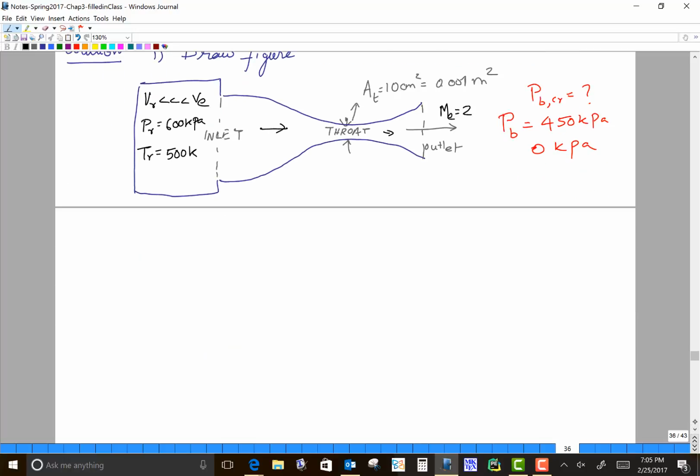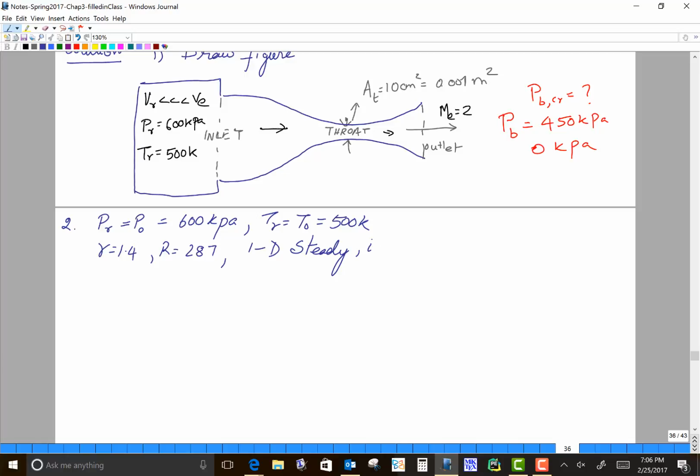So let us list out the basic assumptions in this question. So obviously the first thing is PR equals P naught equals 600 kilopascal. Okay, and TR equals T naught equals 500 Kelvin. What else, right? Gamma equals 1.4 is given. R is 287. Then obviously we are assuming it's 1D steady isentropic flow, which is kind of a given at this point in this course.